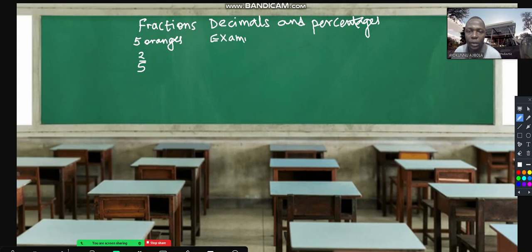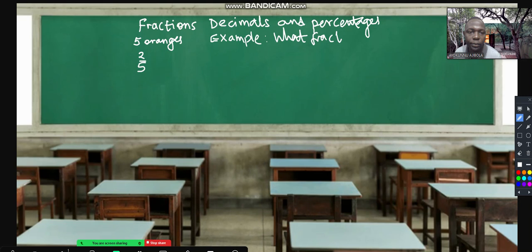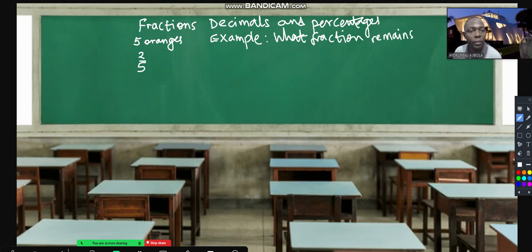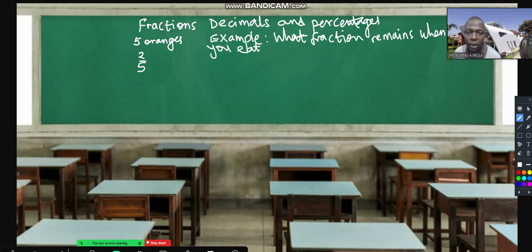Example: what fraction remains when you eat 2 oranges out of 5 oranges?